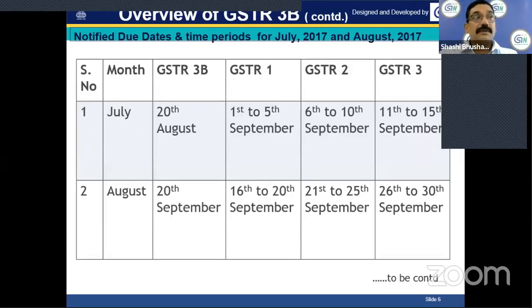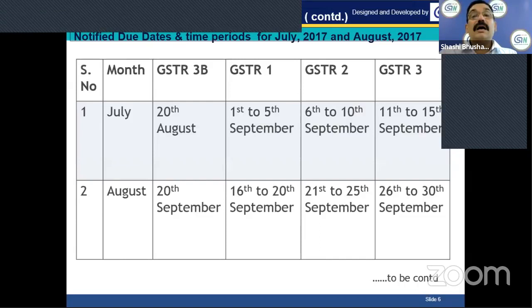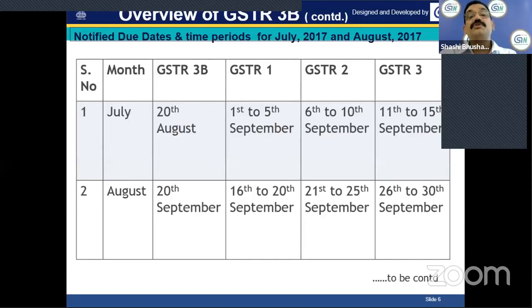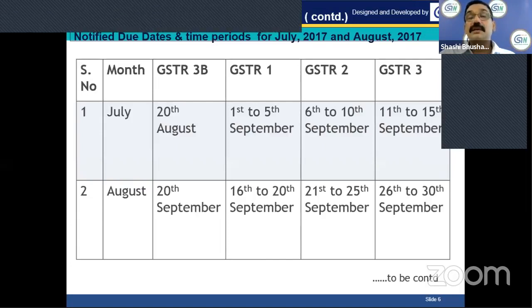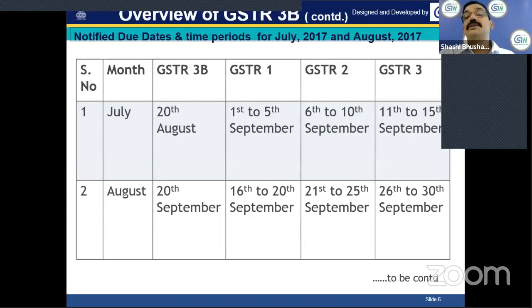Now these are the dates which have now been formally notified by the government, that GSTR 3B has to be filed for July by the 20th August, for August by the 20th September, and GSTR 1 has to be filed from 1st to 5th September for July, and from 16th to 20th September for August, and GSTR 2 has to be filed by 6th to 10th September for July and 21st to 25th September for August, and GSTR 3 will have to be the differences that are there will have to be paid through GSTR 3 between 11th and 15th September for the July tax period and 26th to 30th September for the August tax period.